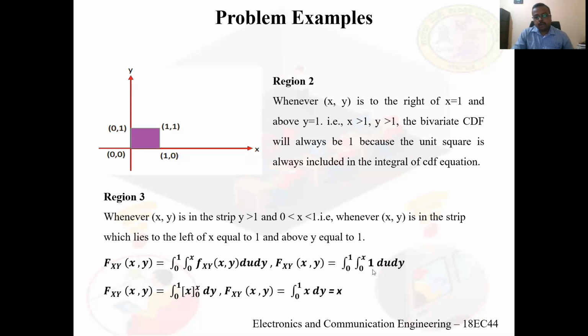And what is this value now? It is equal to 1 du dv, right? Now integrate this one, 0 to x of 1. This you get as x here. Integration 0 to 1 dv, so you get 1. And again you evaluate the integration 0 to 1 of x dv. This is equal to x. And now the bivariate CDF value is equal to x for y greater than 1 and x lying between the values 0 to 1 here.